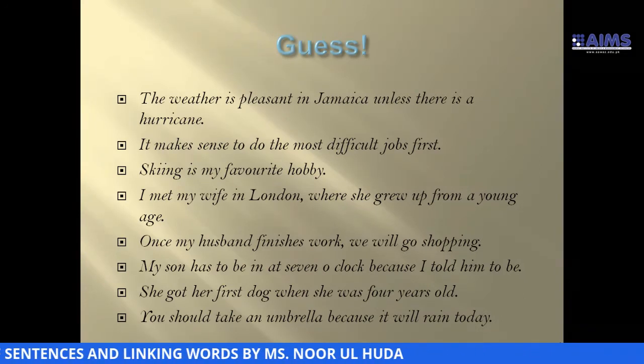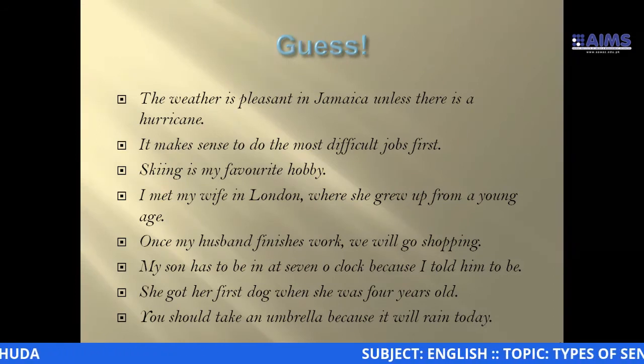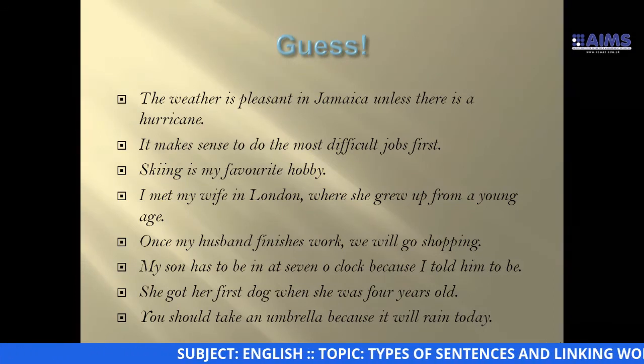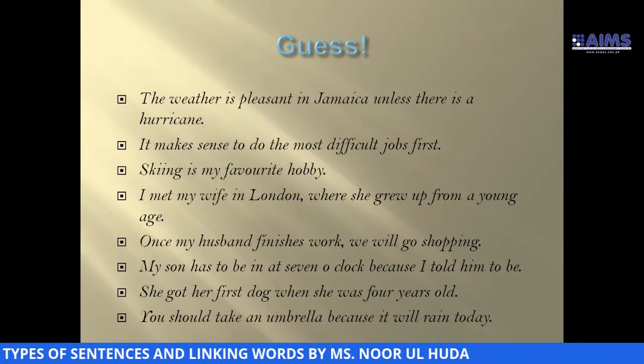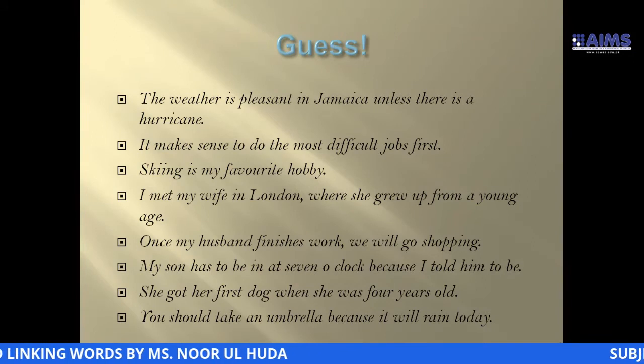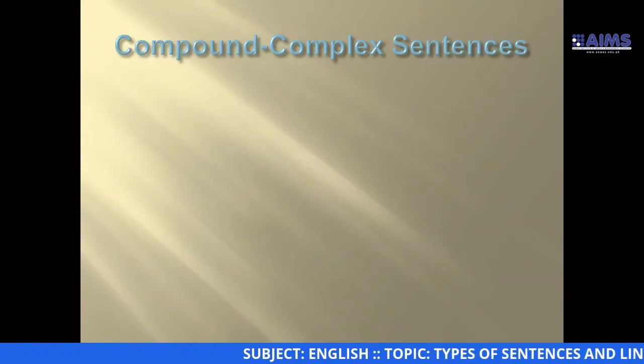You should take an umbrella because it will rain today. Now here "because" is used, and it is one of the coordinating conjunctions of FANBOYS. From FANBOYS, B is "because." So we have used "because" here, so it is forming a compound sentence.